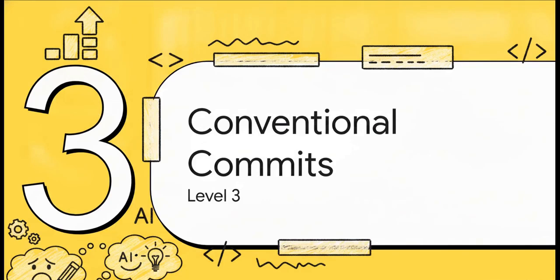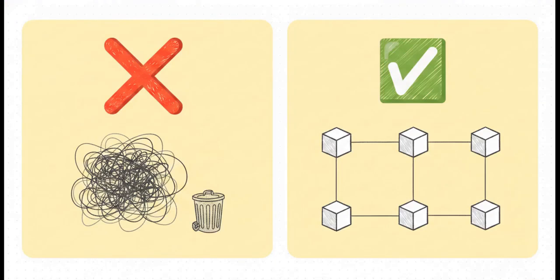Level 3. Enforcing strict conventional commits. Okay, it's time to tackle a truly universal developer pain point: absolutely terrible commit messages. Let's look at the visual contrast here. A generic "fix stuff" commit tells your team literally nothing. It's a dead end. But a strict conventional commit, something like "feat(auth): implement OAuth2", that tells you the type of change, the exact scope, and what actually happened. It makes your history completely self-documenting.